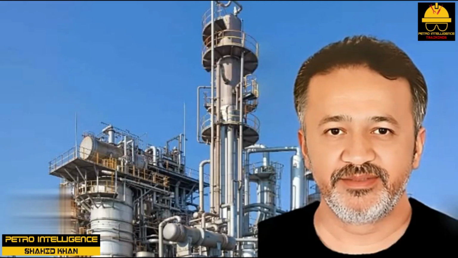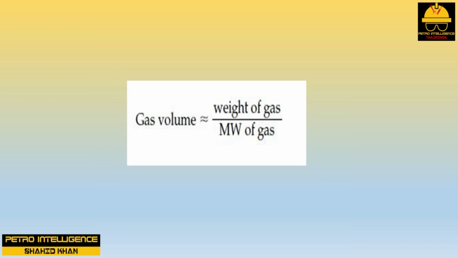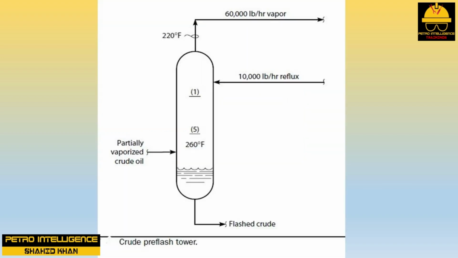Reduced molecular weight. A reduction in tower top temperature of 20 degrees Fahrenheit would increase the weight flow of vapor by roughly 10%. But the composition of the vapor would also change. The molecular weight of the vapor would drop by approximately 8%. The lower the molecular weight, MW, of a gas, the greater the volume that a given weight of the gas occupies. Gas volume is almost equal to weight of gas divided by molecular weight of gas. In this equation, if the weight of gas goes up by 10% and the molecular weight of the gas goes down by 8%, then the volume of gas goes up by 18%.